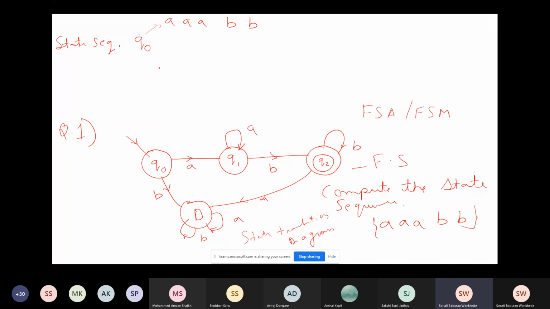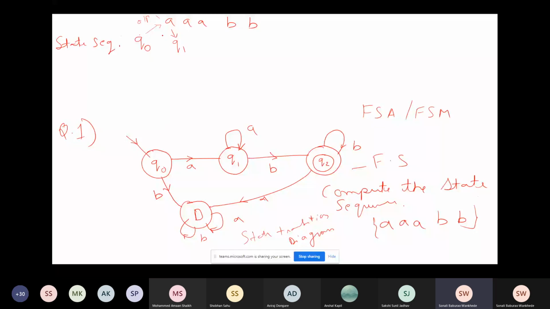Now check. When Q naught gives you A, when does Q naught give me A? When it transitions to Q1. Very good. When it reaches state Q1, it gives me A. So that's why I can write Q1 over here. It goes in this way. Q naught A. A is my output, right? Q naught gives A when it reaches state Q1. So I'm writing like that.